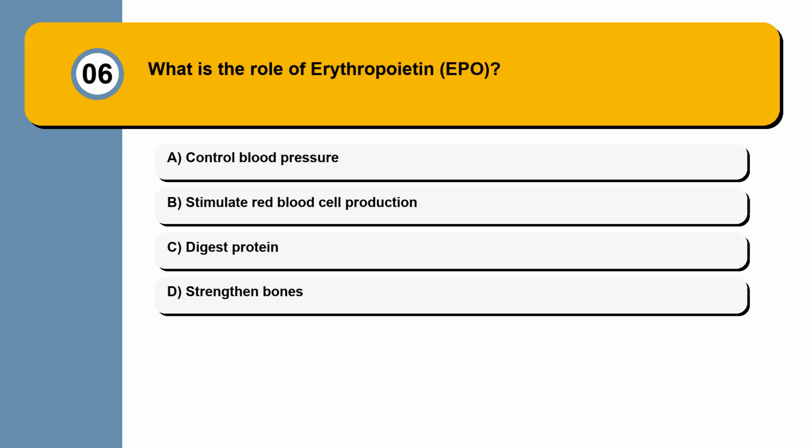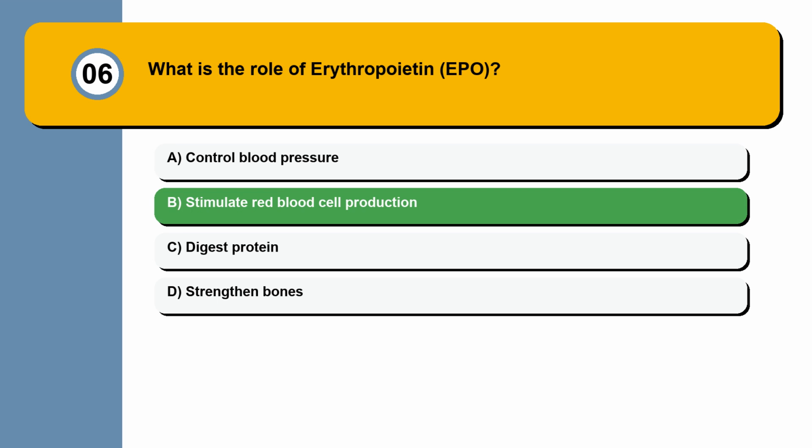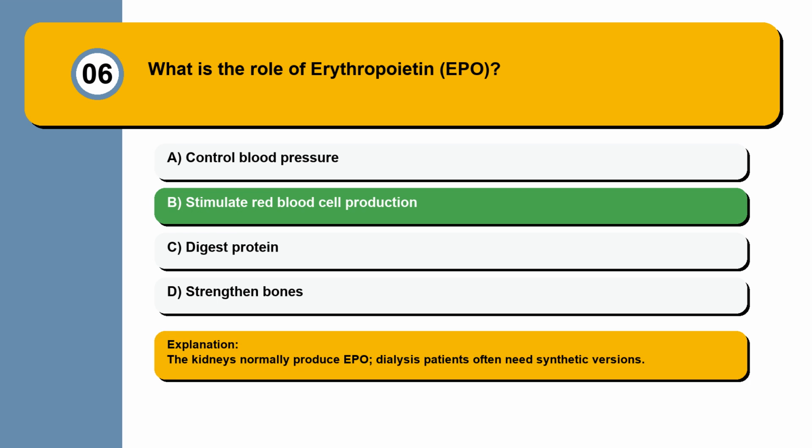Question 6. What is the role of erythropoietin, EPO? Control blood pressure, stimulate red blood cell production, digest protein, strengthen bones. The kidneys normally produce EPO; dialysis patients often need synthetic versions.